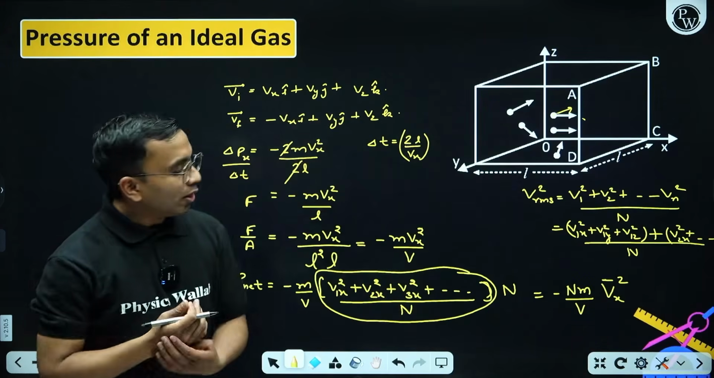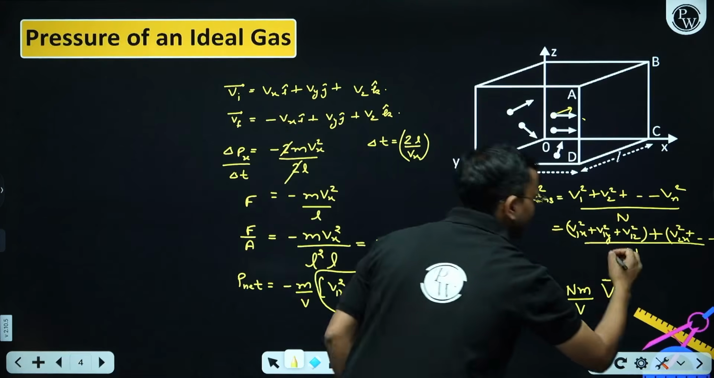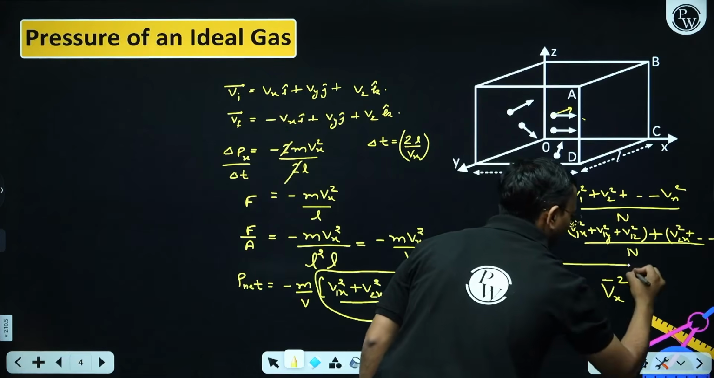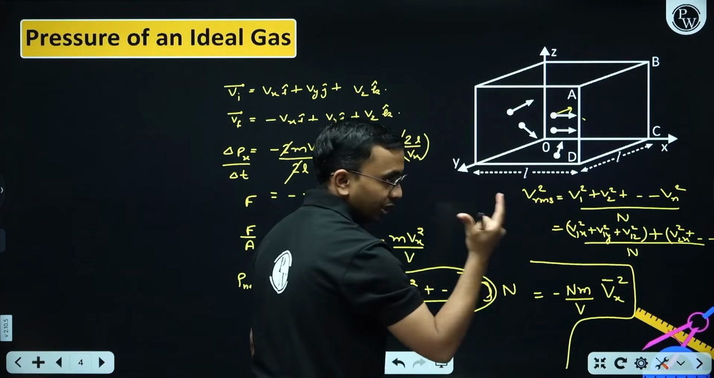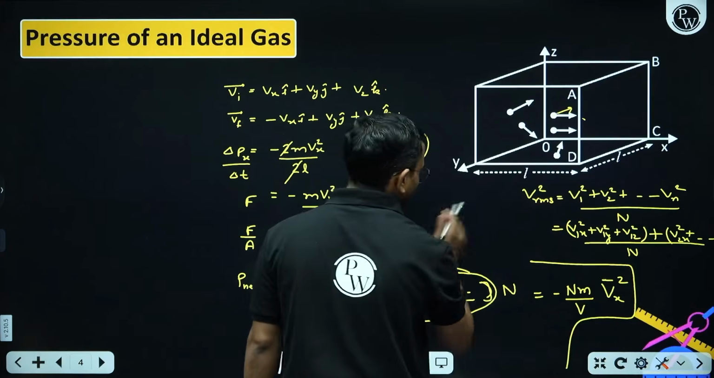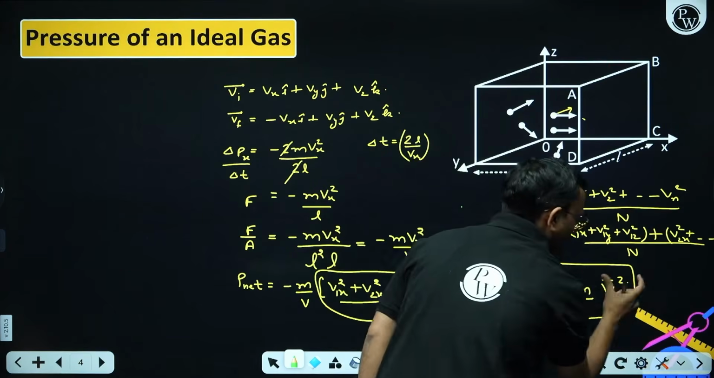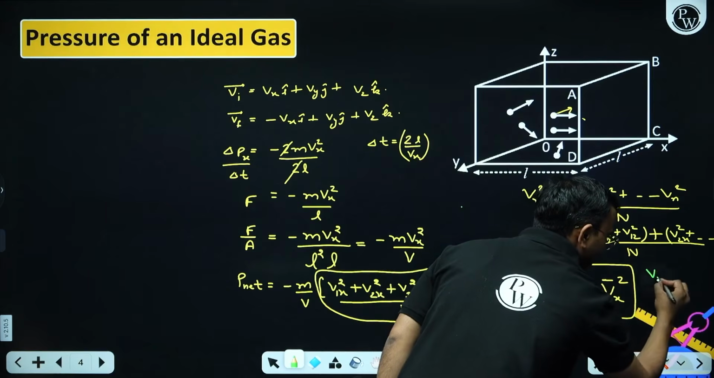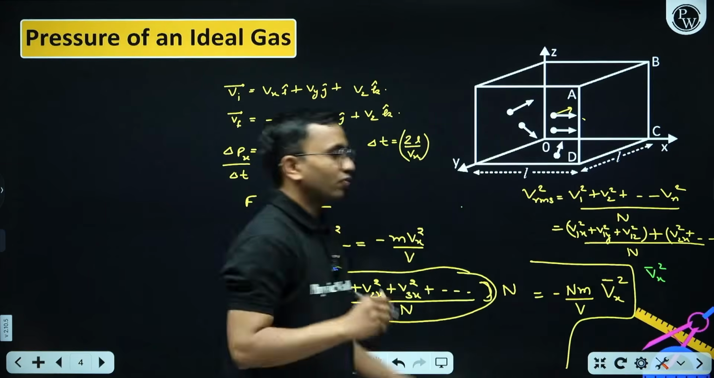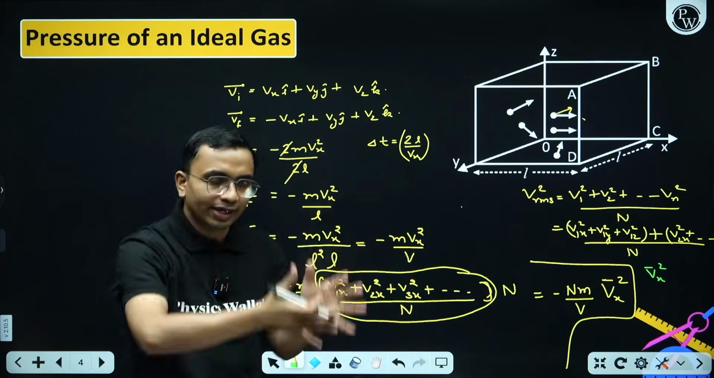Okay, now taking all the x together, only x. Let me take a different color here so that it will help you to visualize. Taking all the x together, it will become v1x square plus v2x square plus v3x square till vnx square divided by n.